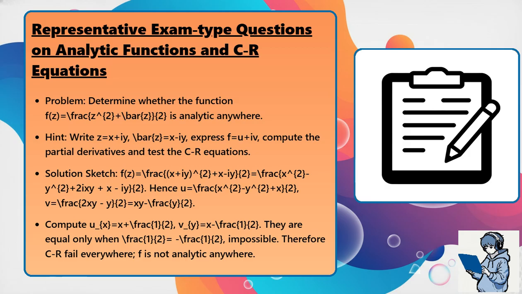Compute uₓ = x + 1/2, v_y = x − 1/2. They are equal only when 1/2 = −1/2, impossible. Therefore CR fail everywhere, f is not analytic anywhere.